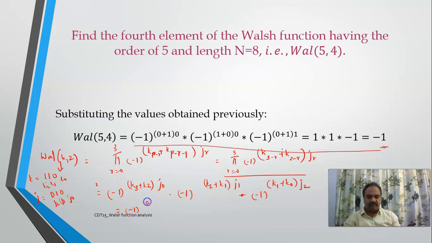So it is 0 plus k2, which is 1. J0 is 0, into minus 1 to the power of k2 plus k1, which is 1 plus 1. J1 is 1. Minus 1 to the power of this is 1 plus 0, and it is 0. If I multiply it, I get minus 1 to the power of 0, into minus 1 to the power of 2, into minus 1 to the power of 0. So each value is 1, and I get 1. This is a discrete Walsh coefficient.